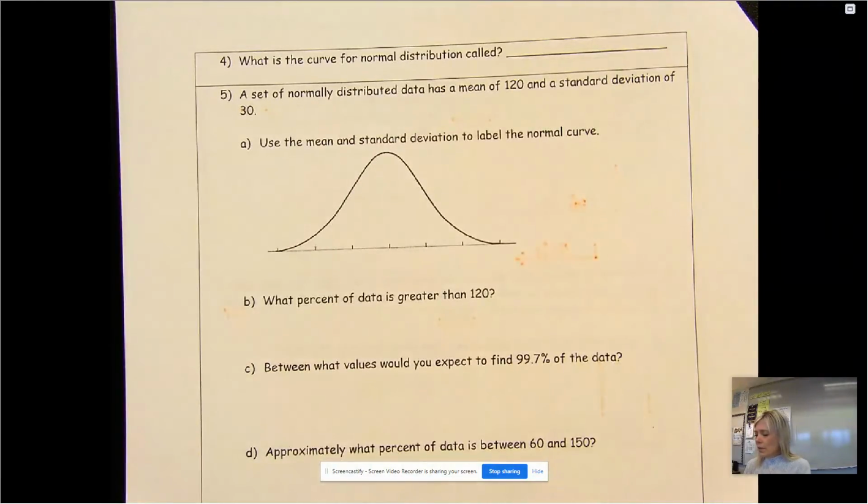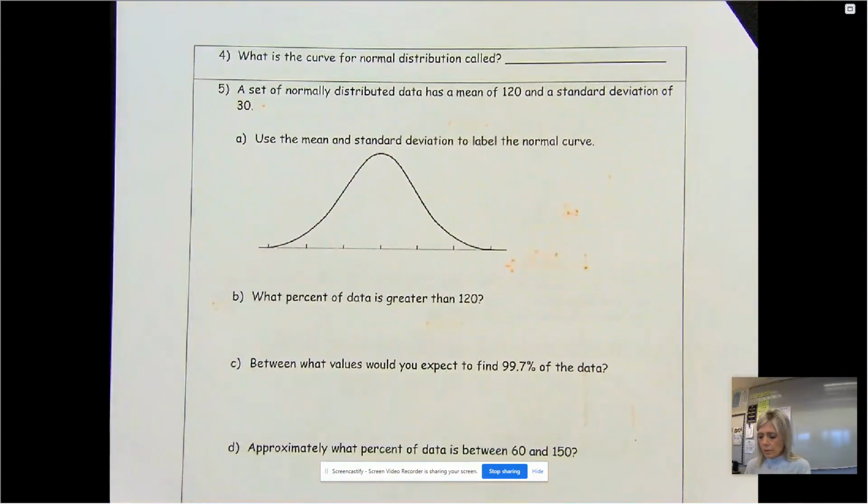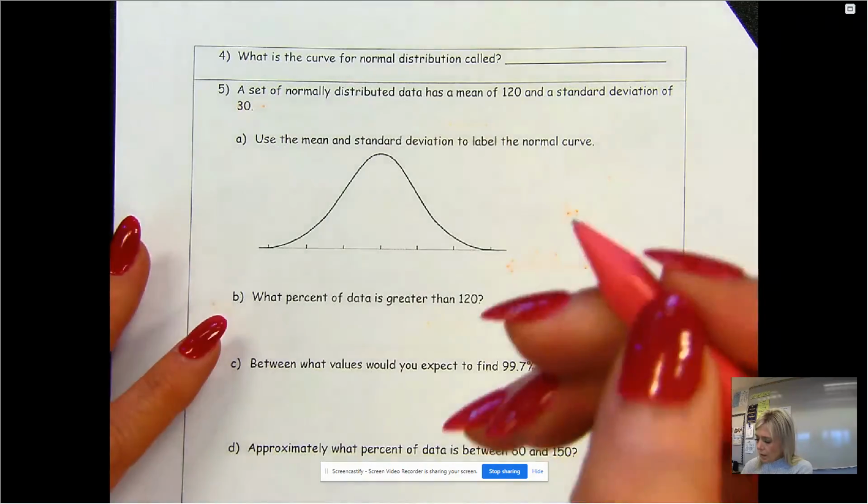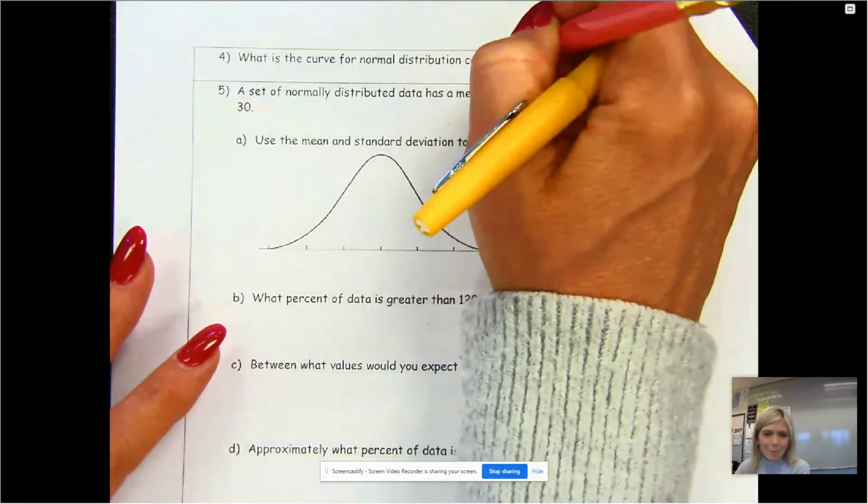All right, moving on. Number 4, what is the curve for a normal distribution called? It's called a bell curve, not a bell pepper.